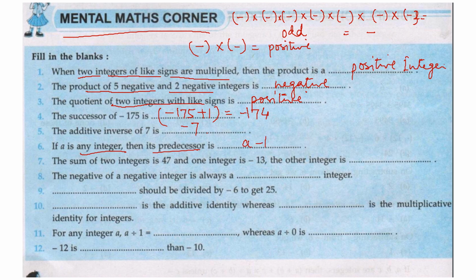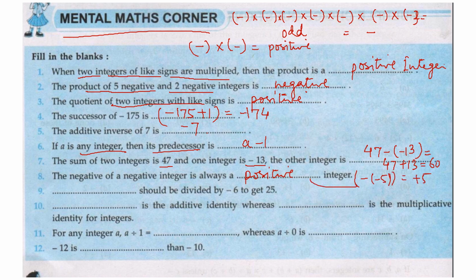Sum of two integers is 47. One of the integers is minus 13. The other integer will be 47 minus of minus 13, that is 47 plus 13, which is 60. Negative of a negative integer is always a positive integer. How? If I write minus of minus 5, it means plus 5.